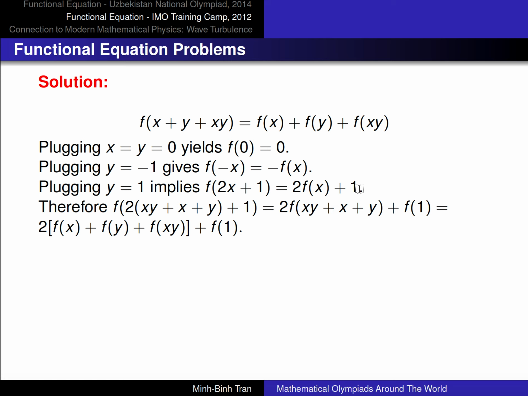Now, let us consider this complicated expression. This is 2 times xy plus x plus y plus 1. I'm gonna use this formula. I will have f of 2 times xy plus x plus y plus 1.